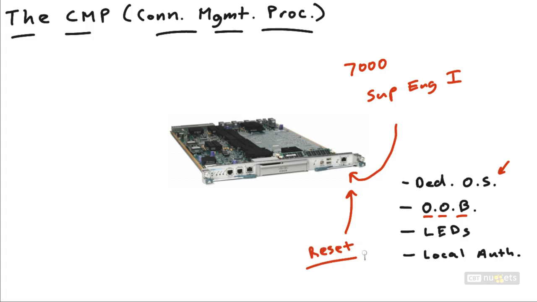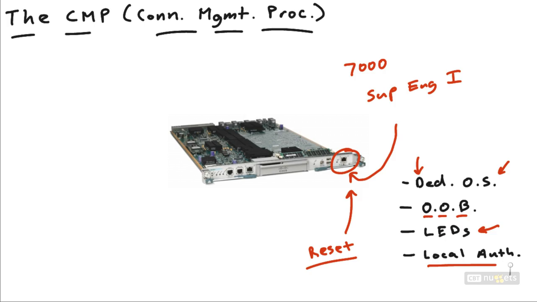wouldn't lose a connection while the entire Nexus device is rebooting. So you talk about true out-of-band management. This is all possible, of course, because again, this connectivity management processor has a dedicated operating system, dedicated resources. It even has its own LEDs that are surrounding this particular port to give you information about its health.